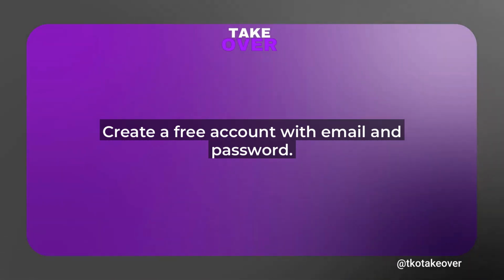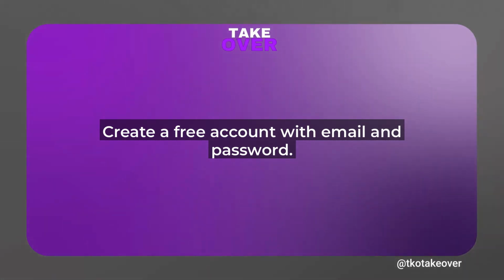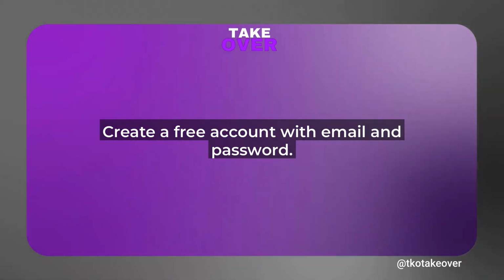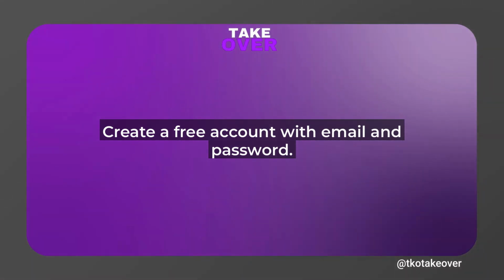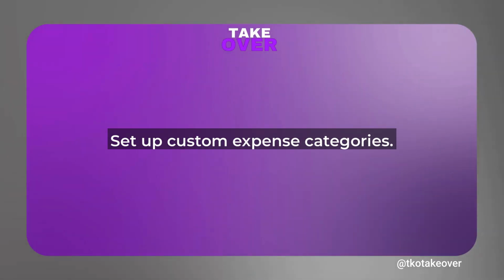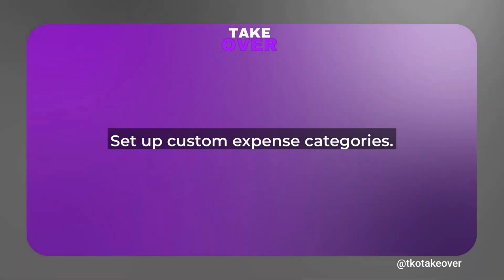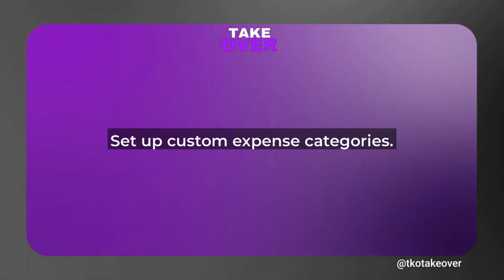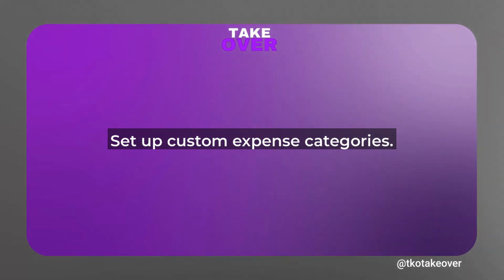Let's jump right in. First things first, you need to download the Wally app. Head over to your App Store, whether it's Google Play for Android or the App Store for iOS, and search for Wally Expense Tracker. Once it's installed, open the app and create a free account. You'll just need to enter your email and set up a password. It's quick and secure.